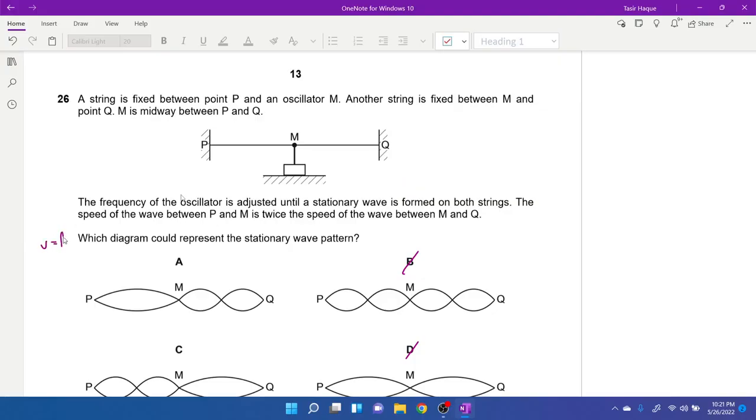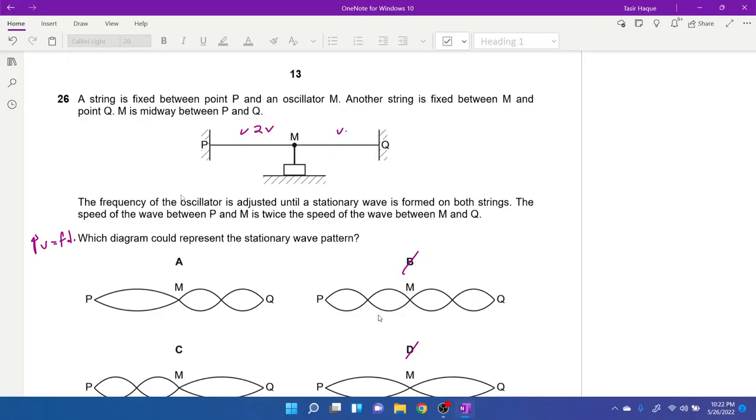v is equal to f lambda. So since speed is greater, frequency must be greater, right? And lambda must also be greater. Since this one over here has twice the velocity compared to this, logically, if you think about the wavelength, it's also going to be greater.